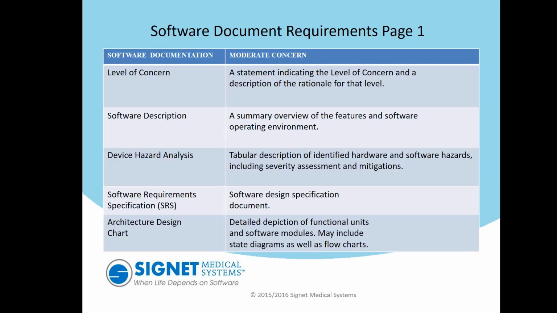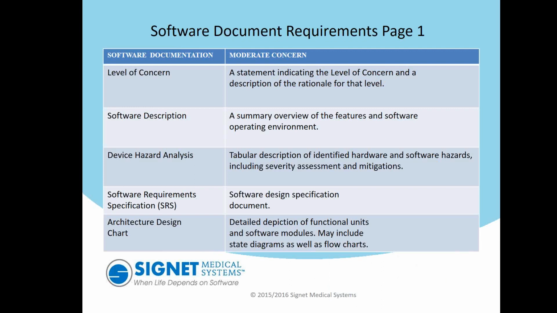Okay, so we're going to start right in and talk about what software documentation is required for the 510K. And so, again, we talked about level of concern. We do need to have a specific document. Now, everywhere that it says a document, you need to have a specific document that states this. And for moderate level of concern, you need a statement indicating the level of concern and a description of the rationale for that level. You're going to need a software description, and this is a summary overview of the features and software operating system environment.